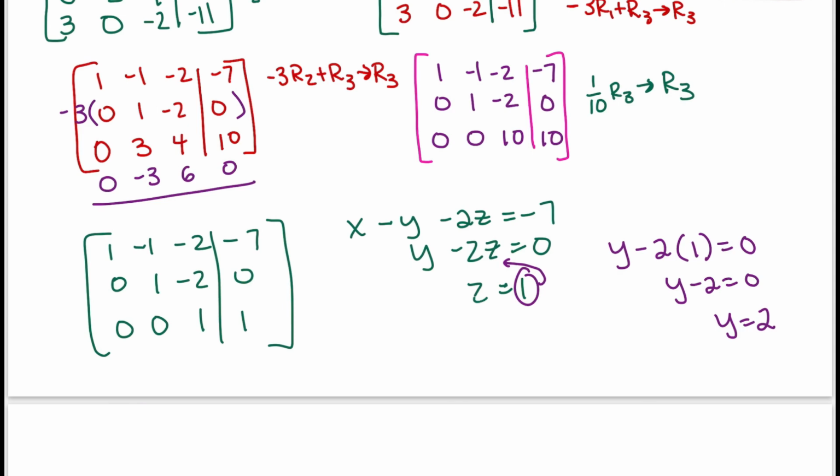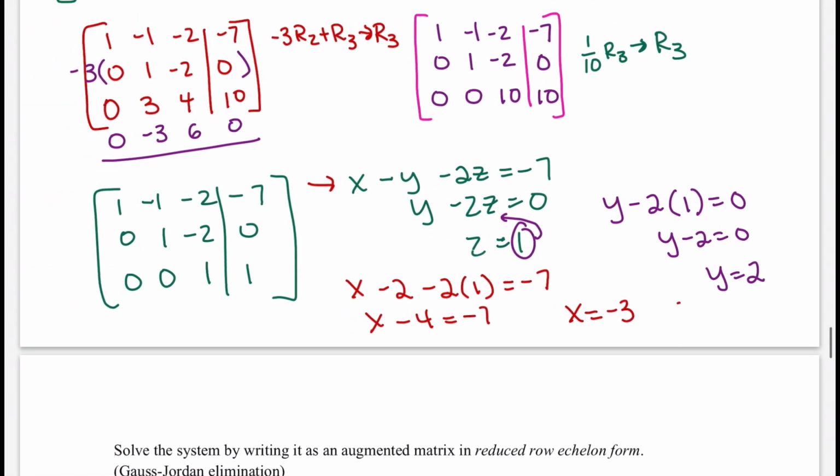Now we're going to take our z and our y and substitute them into the first equation. So we have x minus y, which is minus 2, minus 2 times 1 equals negative 7. I have x, minus 2 and minus 2 is minus 4, equals minus 7. Add 4 to both sides, and x equals negative 3. We want to write our answer as an ordered triple, with x first, y second, and z last: negative 3, 2, 1.